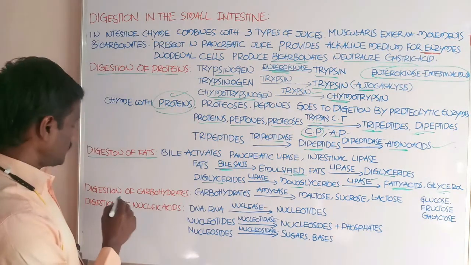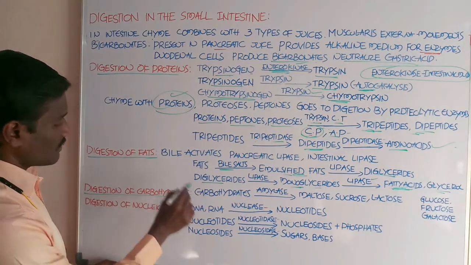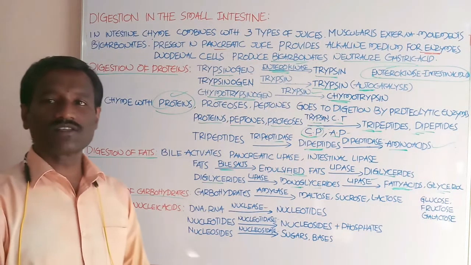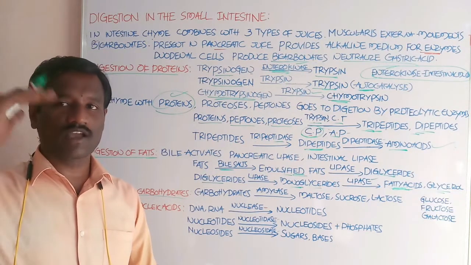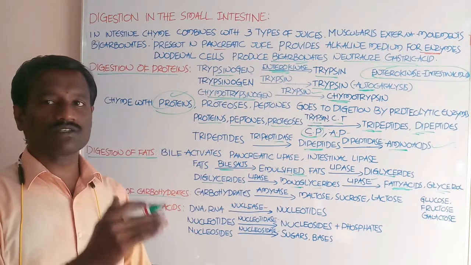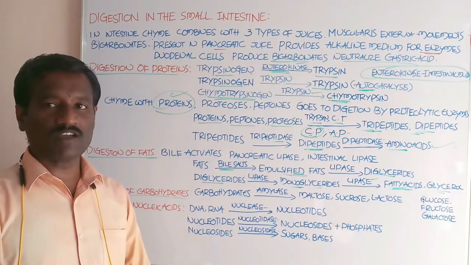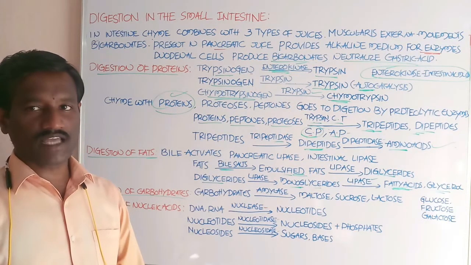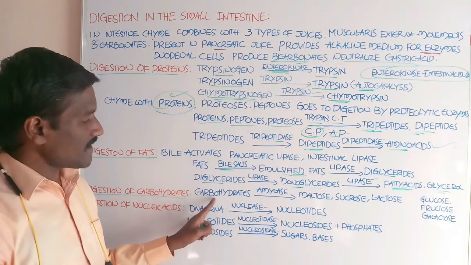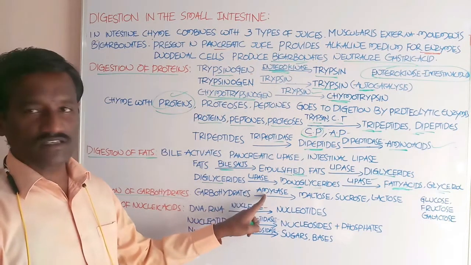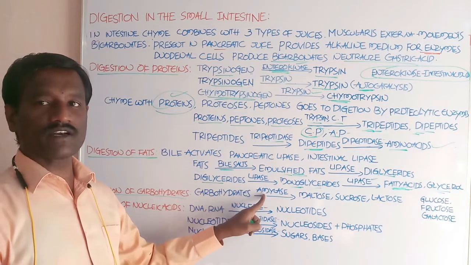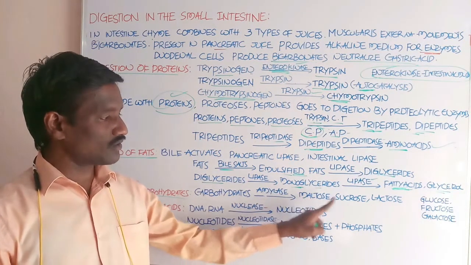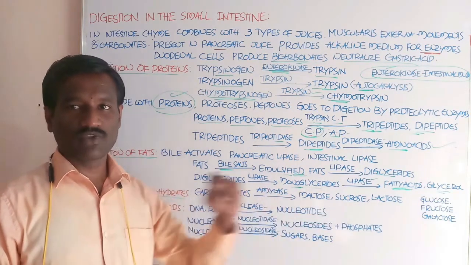Next, what about the digestion of the carbohydrates? Partial digestion is completed in the oral cavity. 30% of the starch is acted on by the amylase enzyme, or ptyalin, and converted into maltose, which is a disaccharide. The entire carbohydrate then goes to the action of amylase present in the pancreatic juice, which converts it into disaccharides: maltose, sucrose, lactose.